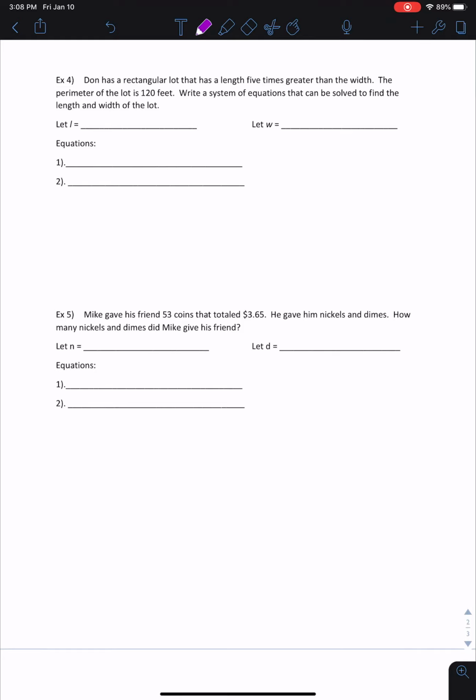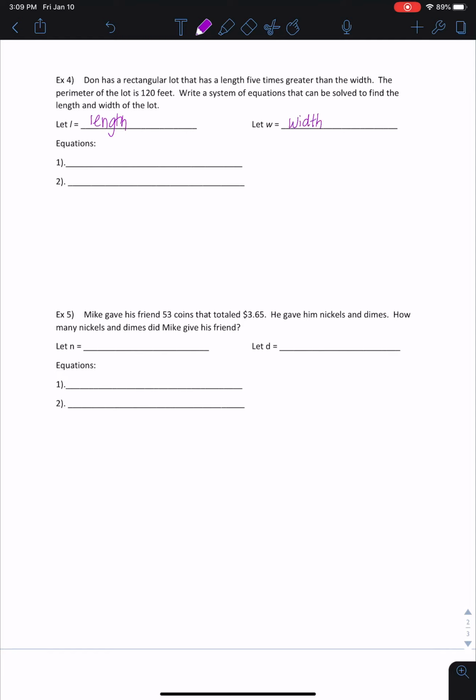Don has a rectangular lot that has a length 5 times greater than the width. The perimeter of the lot is 120 feet. Write a system of equations that could be used to solve the length and width of the lot. So L is going to represent the length, and W is going to represent the width.